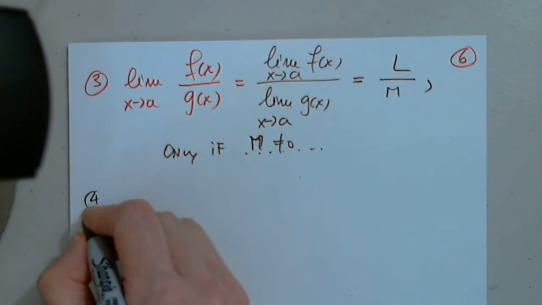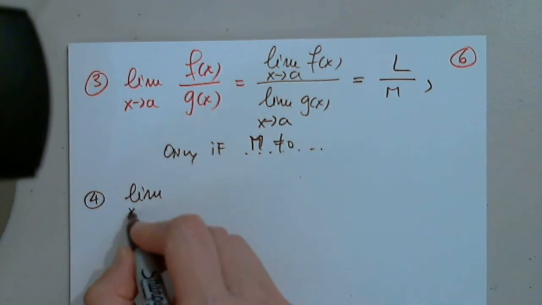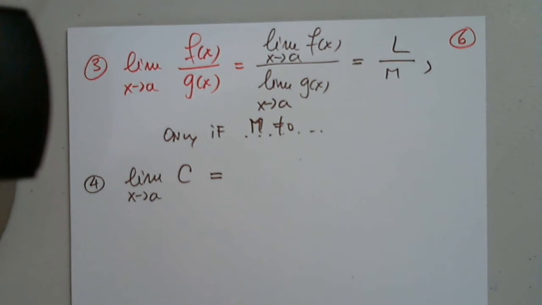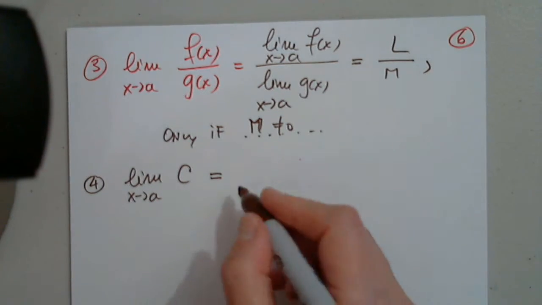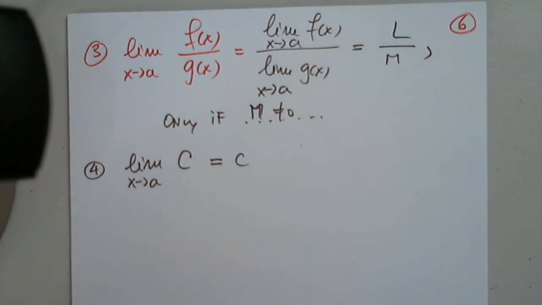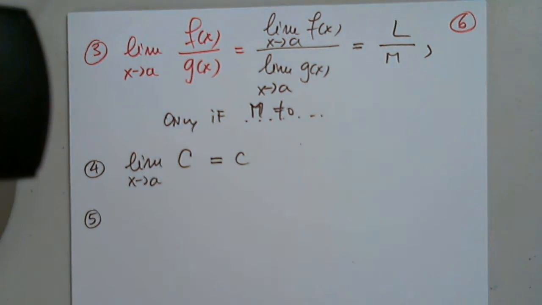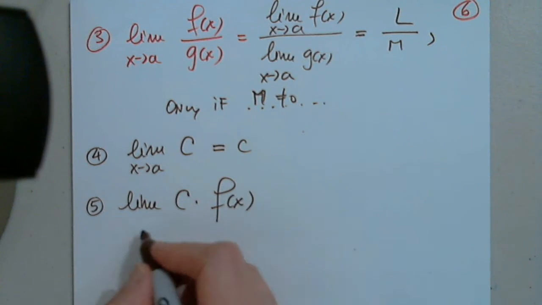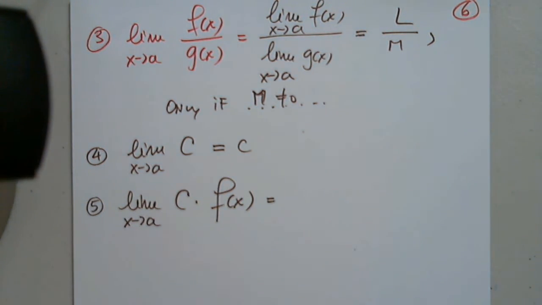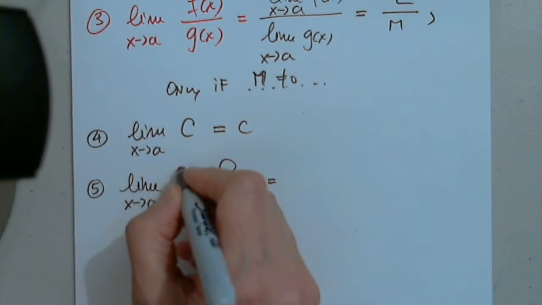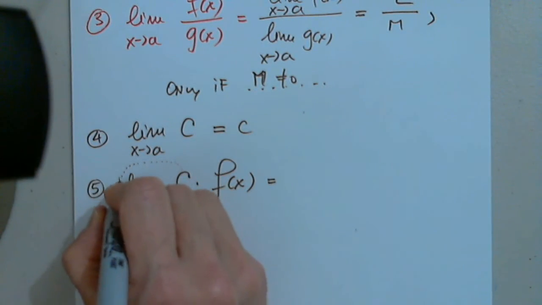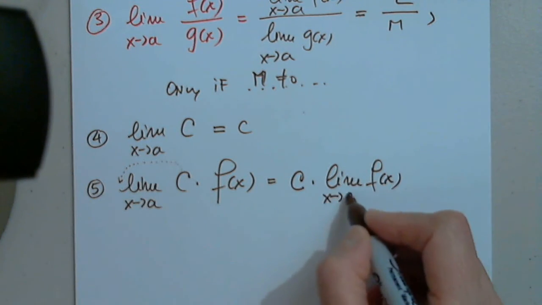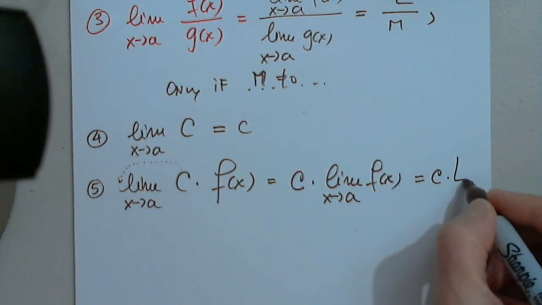Very good. Number 4. Limit as x approaches a of a constant c. What do you think? Wild guess. C. That's it. Who cares where x is going? A constant is a constant. Very good. Number 5. Limit of a constant times f of x as x approaches a. The constant is a factor. It could go in front. So this is c times the limit of f of x as x approaches a, which will end up being c times L.